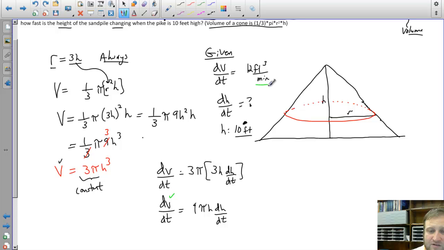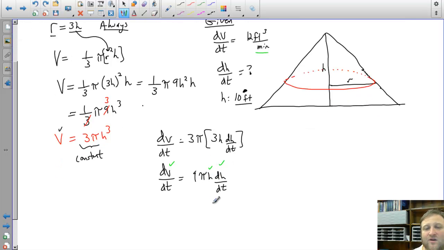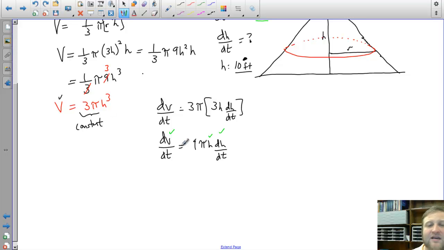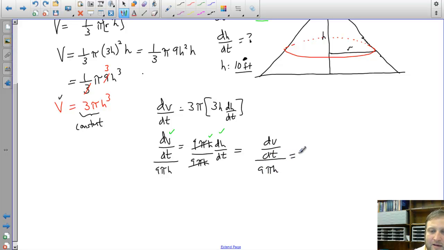Notice we know dV/dt, that's a check. We're looking for dH/dt, and our h is going to be a value of 10. 9π is constant, so we can go ahead and solve right here for dH/dt. I'm going to divide both sides by 9π times h. So dH/dt is equal to dV/dt divided by 9π times h.